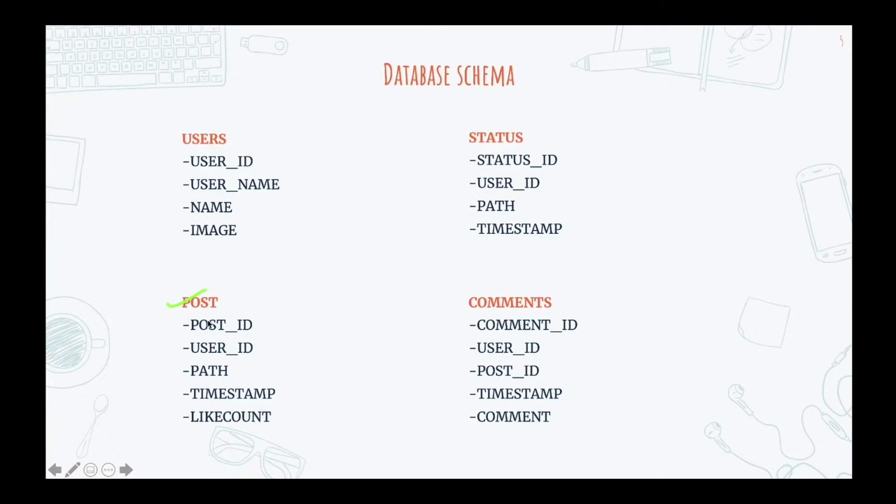Next comes the post, where we will be having a post ID for uniquely identifying a post, the user ID for identifying which user has uploaded this corresponding post. Next, the path for the unique identification of the image, the timestamp and the like count. And last is the comment table, where we will be storing the comment ID, the user ID who has uploaded the comment, the post ID to which the comment is attached, because a comment cannot reside alone, it has to be within a post, the timestamp of the comment, and the comment, that is the actual content of the comment. So this is basically the database schema that we will be designing in this tutorial.